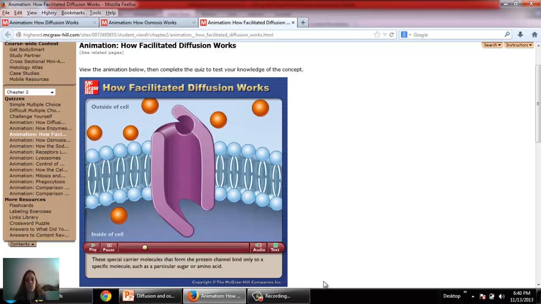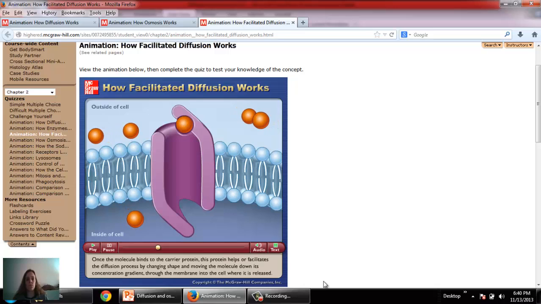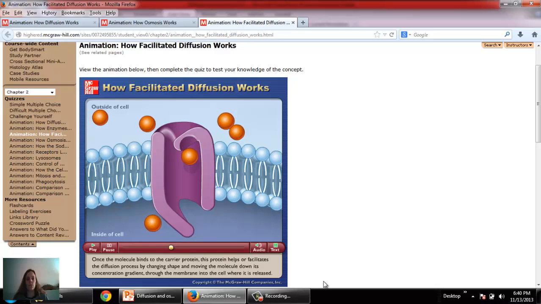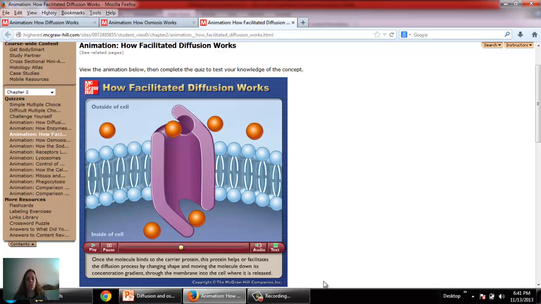These special carrier molecules that form the protein channel bind only to a specific molecule, such as a particular sugar or amino acid. Once the molecule binds to the carrier protein, this protein helps or facilitates the diffusion process by changing shape and moving the molecule down its concentration gradient through the membrane into the cell where it is released.